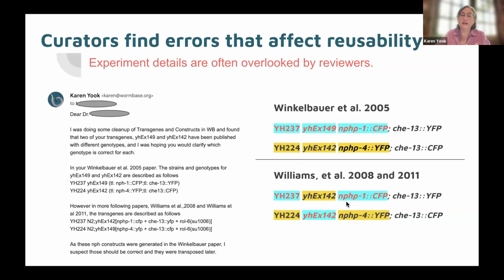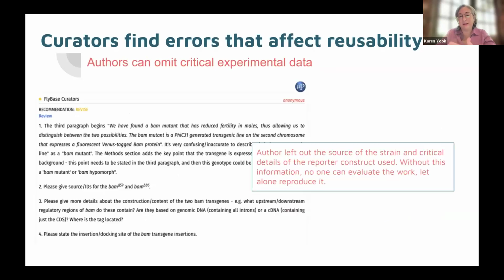These are reporters for specific genes. One is NPHP1, the other one is NPHP4. They actually have very different expression patterns. So depending on who they ask for the strain, they're going to get different things. What's that going to result in for people's research?